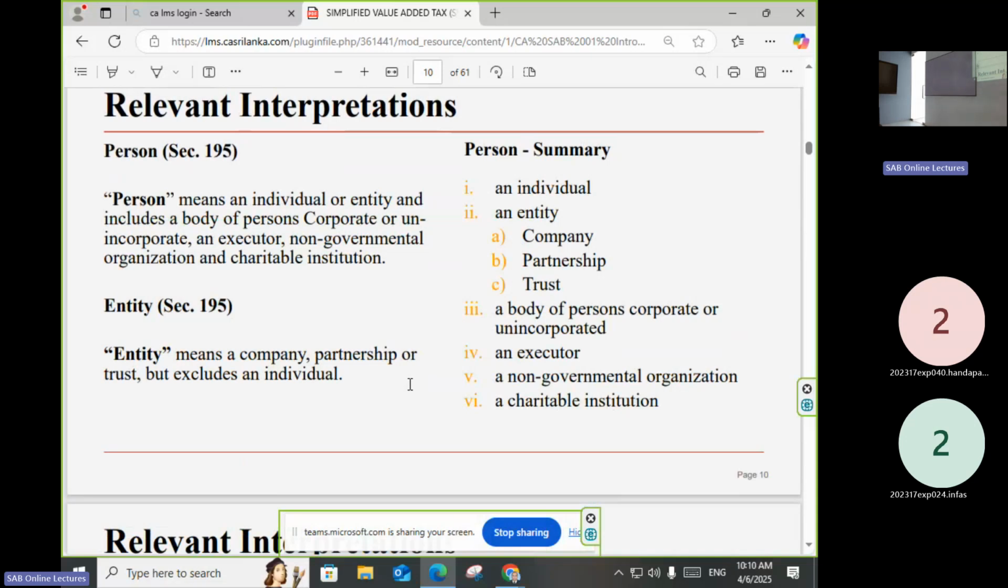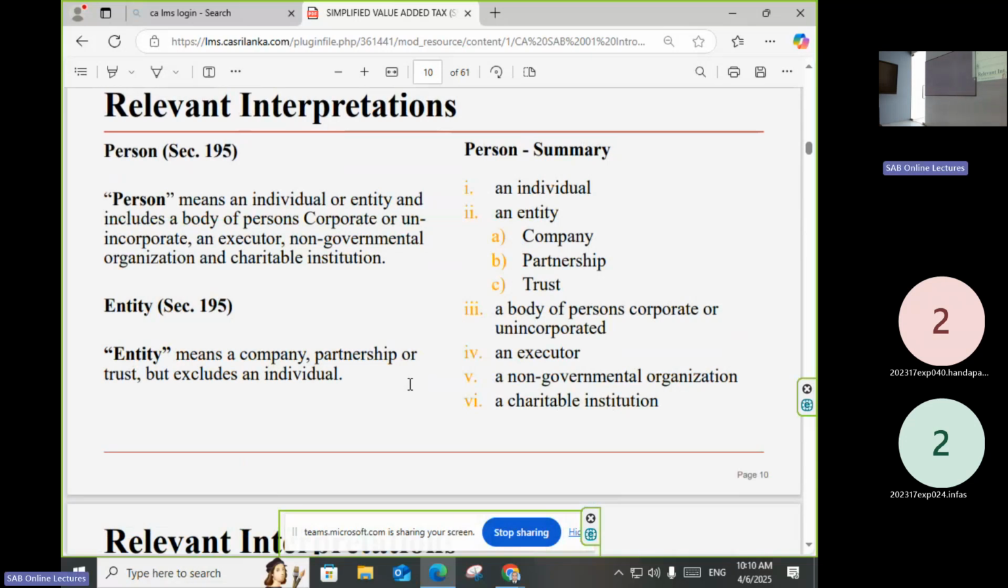Company: the definition is there, and generally you know what a company is, a person created by law. Partnership: two or more persons. Trust is like some sort of organization set up for some activity. Basically it could be an arrangement between some parties, and the objective may be different.